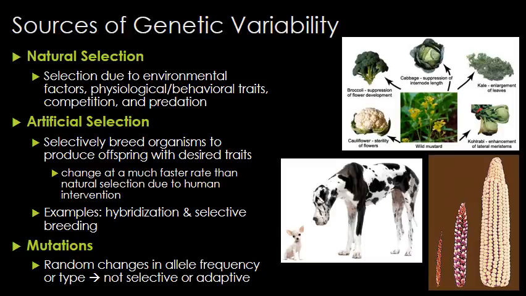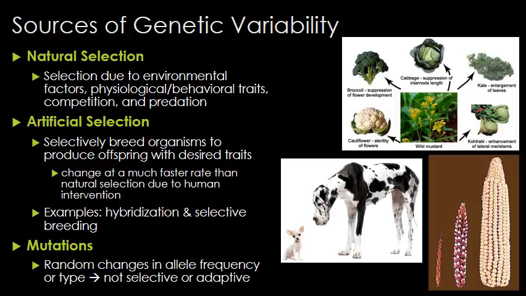Artificial selection is a human-caused version of this. It's much faster than natural selection because there's no randomness to it. Almost all of our domesticated animals and most crop plants are the result of it. Hybridization, selective breeding, some sort of artificial selection. You can see some examples of this on the right.